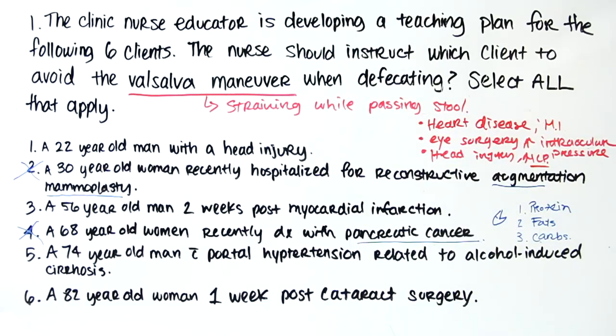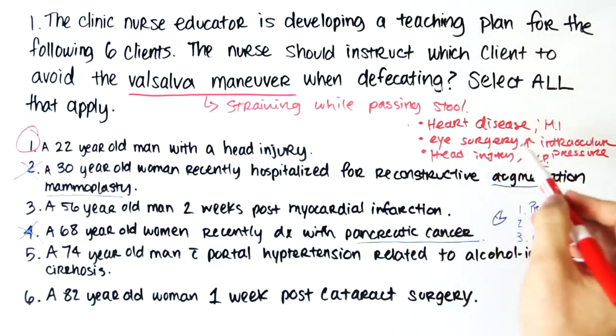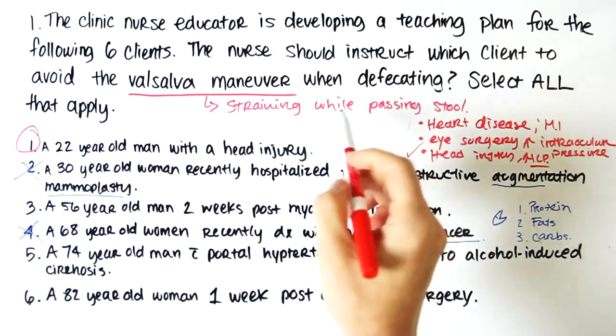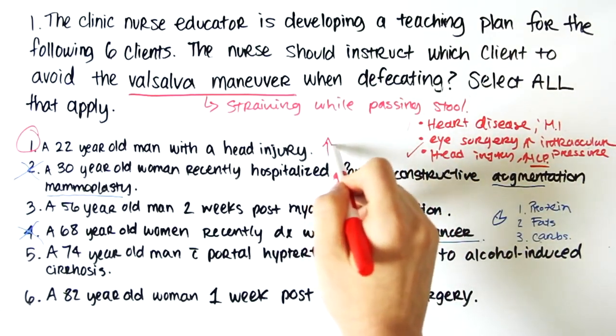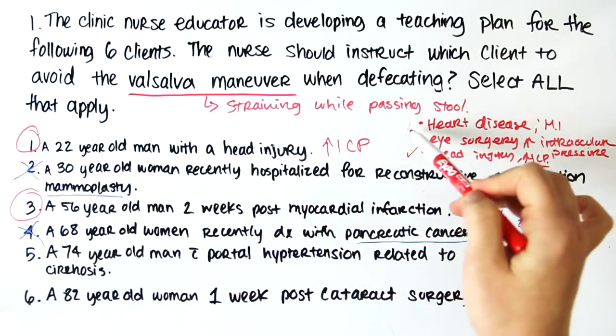So looking at number 1, 3, 5, and 6, do those look good to you? I think so. Number 1, that would be a correct answer. Where's my red marker? That would be a correct answer. Head injury, where is that? Right over here, because that poses the risk of increased intracranial pressure, ICP. And then number 3, a 56-year-old man 2 weeks post myocardial infarction. Yes, that's on our list.